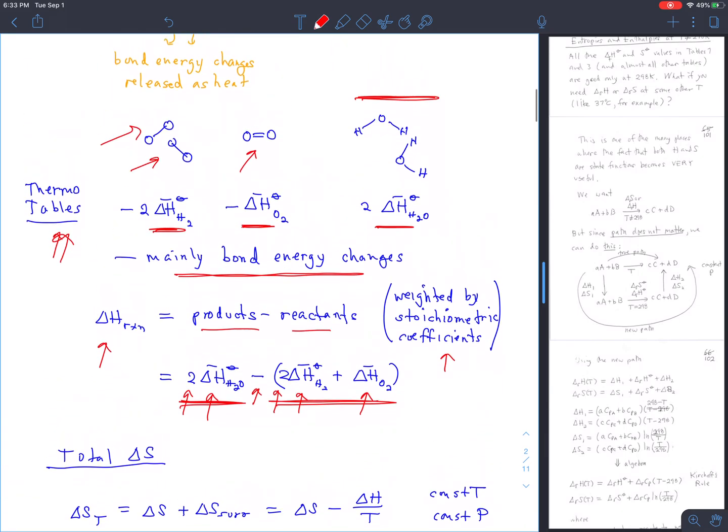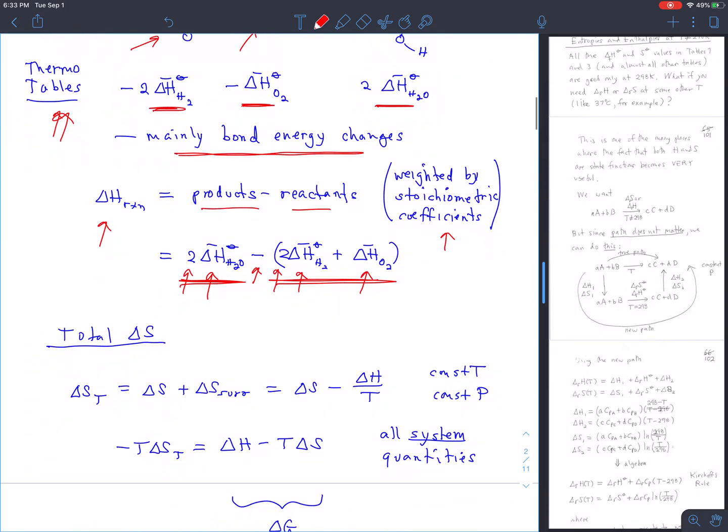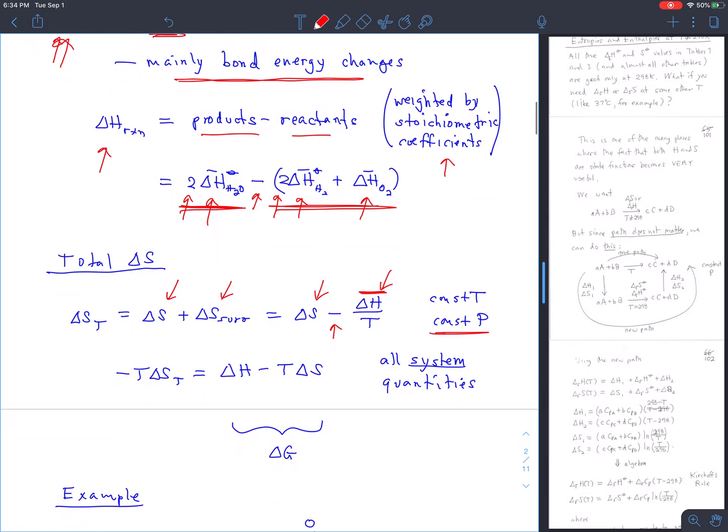Okay, so now we've looked at both contributions to the entropy change for this chemical reaction. What's the total delta S? Well, it's going to be the delta S for the system plus the delta S for the surroundings. That's the delta S for the system minus delta H for the system, right? This number is actually delta H for the system. The minus sign is because it should be delta H for the surroundings at constant temperature and pressure.